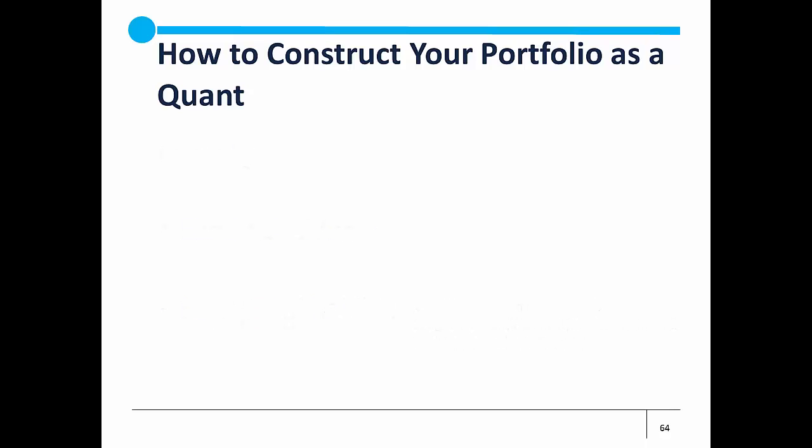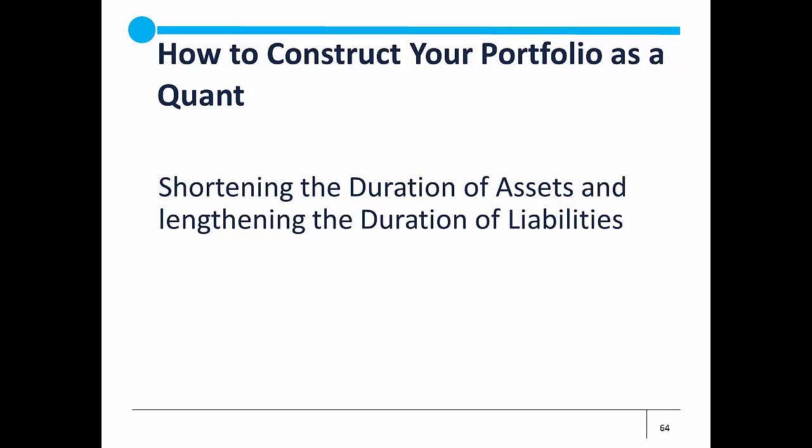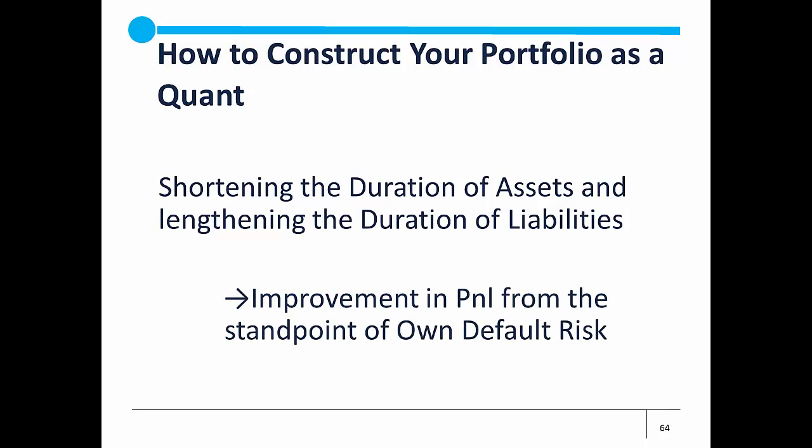So that now brings us to a fairly surprising point about portfolio construction, namely that if we shorten the duration of our assets and lengthen the duration of our liabilities, we'd improve our P&L from the standpoint of own default risk, right? Because if we bring our assets closer, then that makes it less likely that we will default before these assets pay. And if we send our liabilities further out in the future, well, that makes it more likely that we will have defaulted before they have to pay. So that makes our liabilities go down.